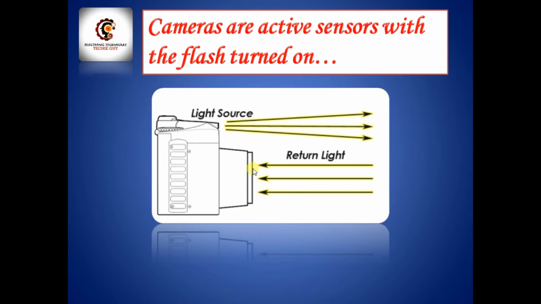It illuminates the target and measures the reflected energy back to the camera. This is the reflected energy back to the camera lens. So this is a very, very simple principle on how the active sensors work.